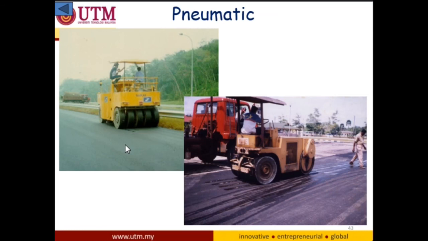Okay, as you can see here, this type of roller will apply more pressure to accelerate the compaction level due to the smaller contact area between the rubber tire and the road surface. So that's why here you can see the roller has multiple small tires. When you have small tires, there will be a small contact area between the tires and the road surface. Therefore, this roller will apply more pressure to compact the road layer.